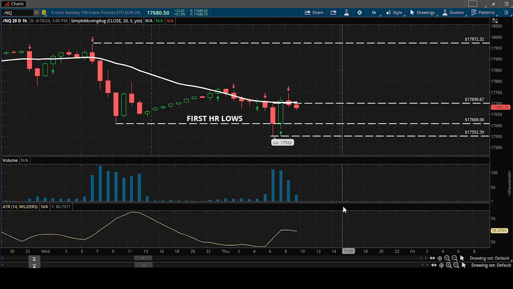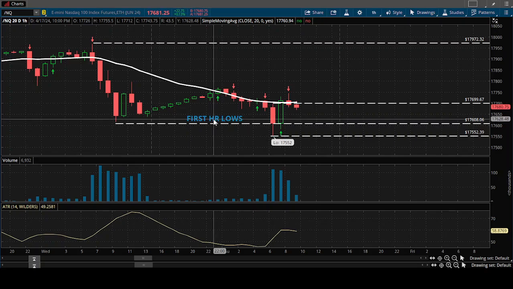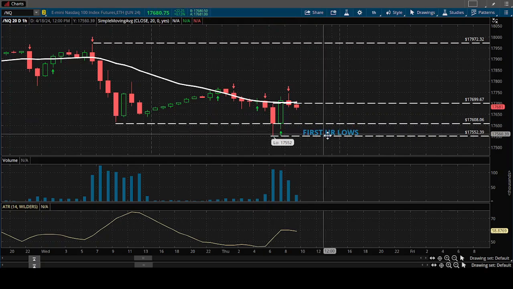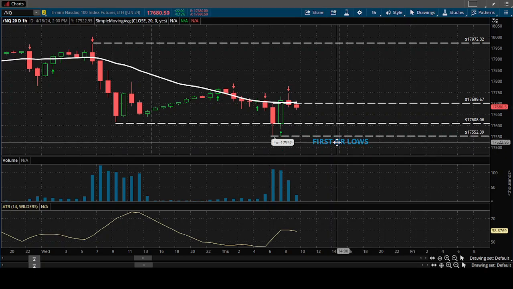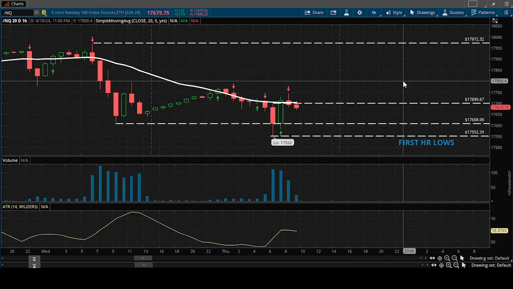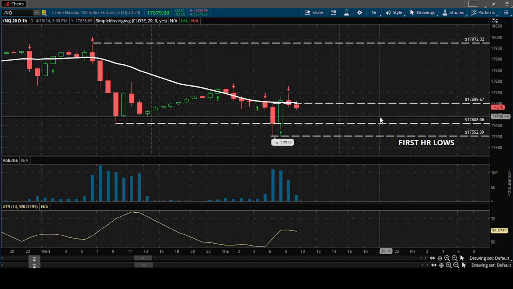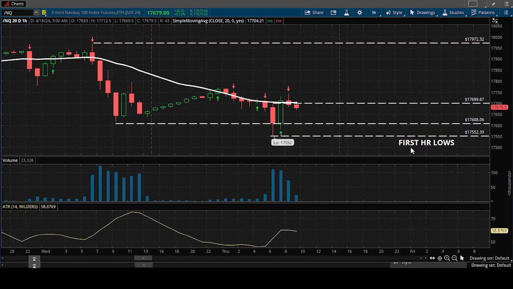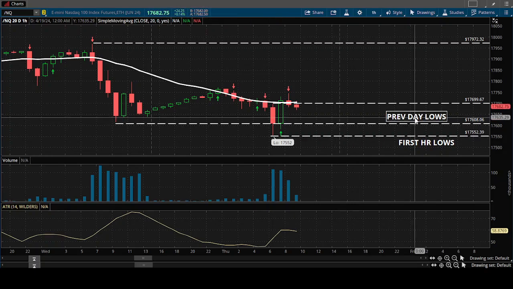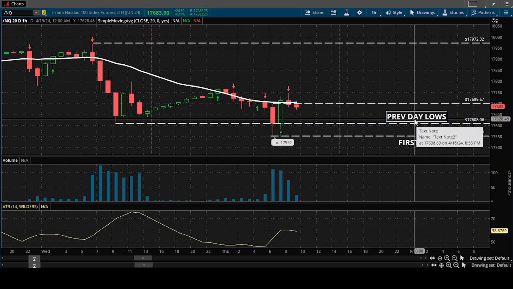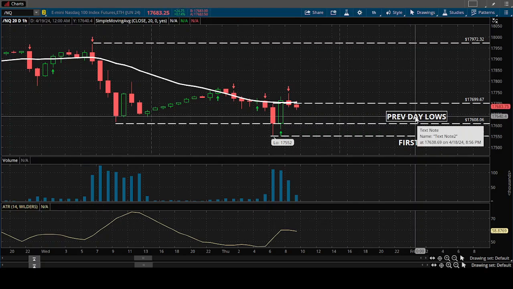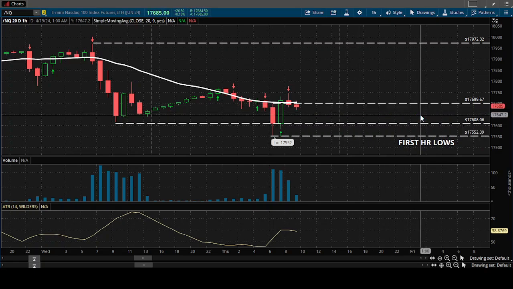First hour lows, I'm definitely going to mark out. You can write whatever it takes for you to understand what's first hour lows and first hour highs. You can always add previous day lows. So just so you know, you can either write it out, or what I've done in the past, and again, it's what works for you.